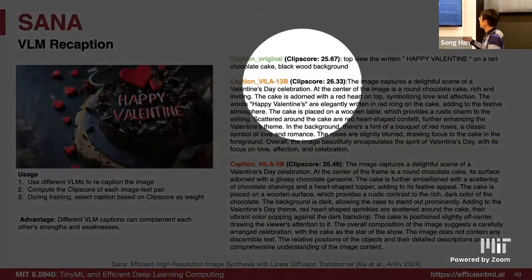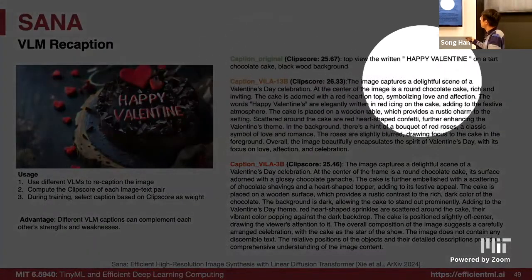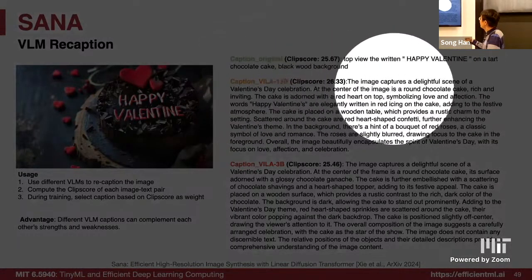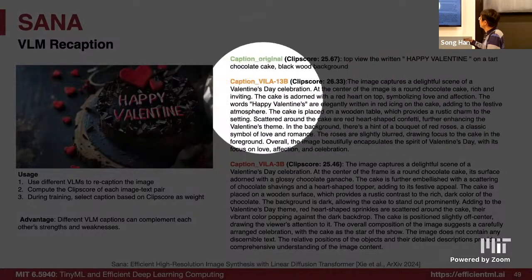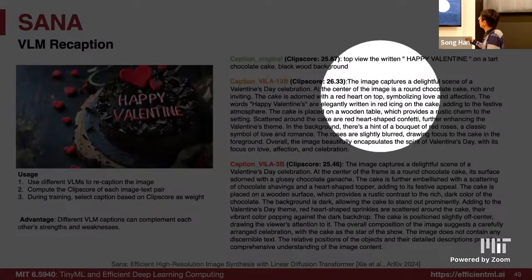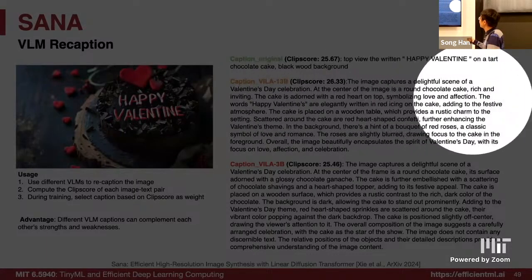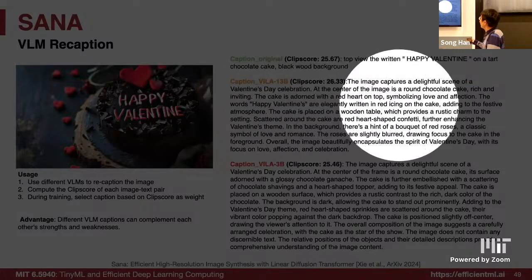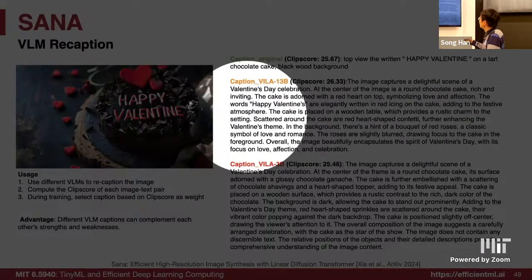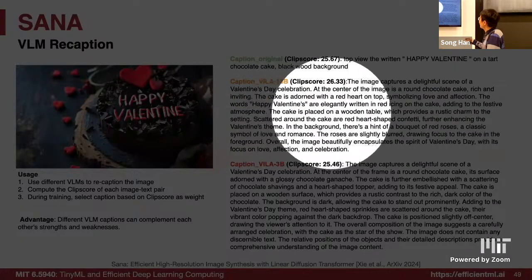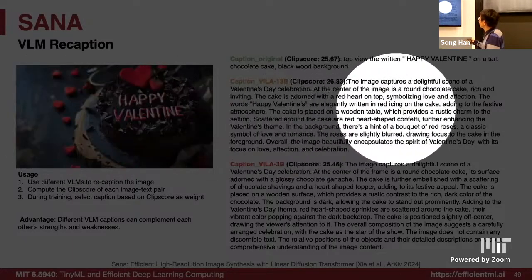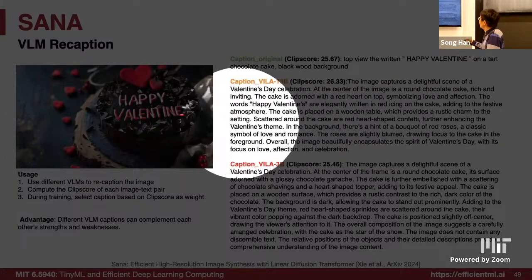Like this is VLA 13b. The image captures a delightful scene of a Valentine's Day celebration. At the center of the image is a round chocolate cake, rich and inviting. The cake is adorned with a red heart on the top, symbolizing love and affection. The words Happy Valentine's are elegantly written in red icing on the cake, adding to the festive atmosphere. The cake is placed on a wooden table. It's indeed a wooden table, which provides a rustic charm to the setting.